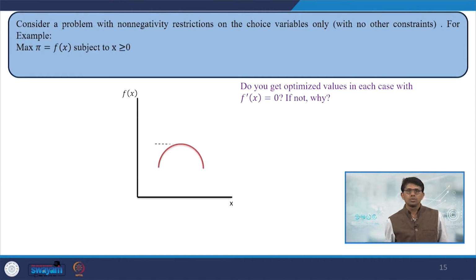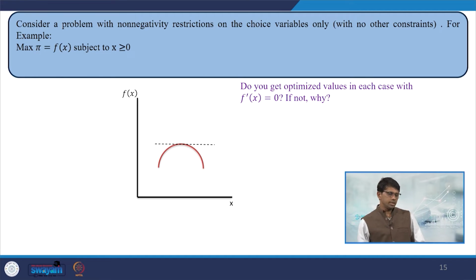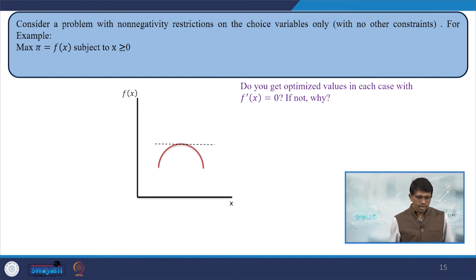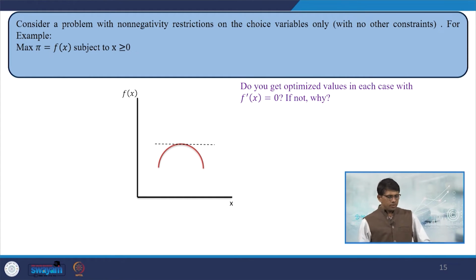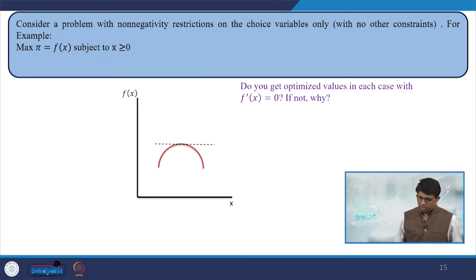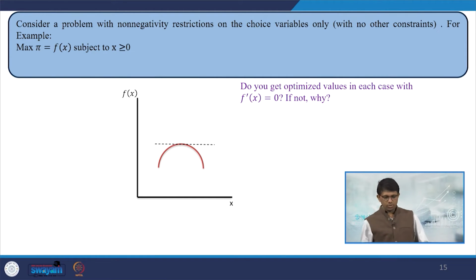All right. So, now consider a problem with non-negativity restrictions on the choice variables only, with no other constraints. As an example, we are just maximizing profit, pi, as a function of x subject to x greater than or equal to 0, non-negative. So, we are just taking non-negative restrictions on the choice variables. As a simple example, do you get the optimized value in each case with the first order derivative equal to 0? If not, then why?